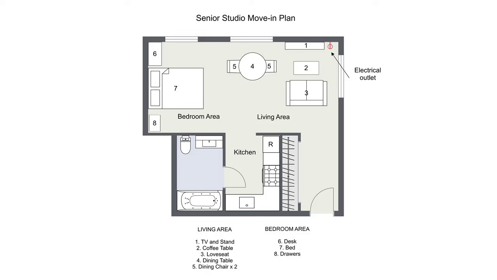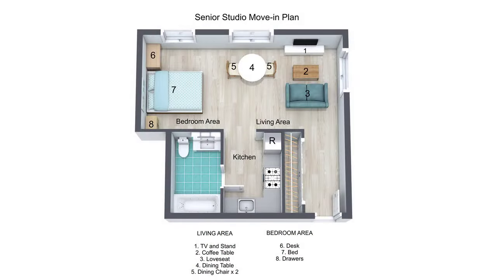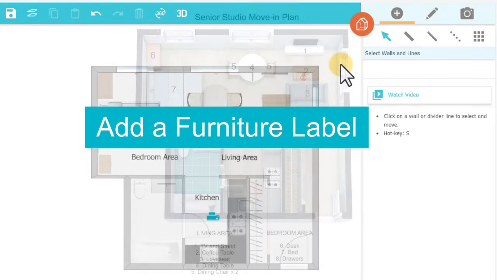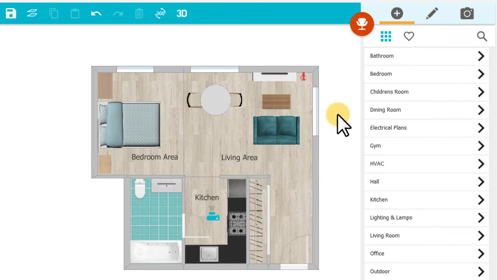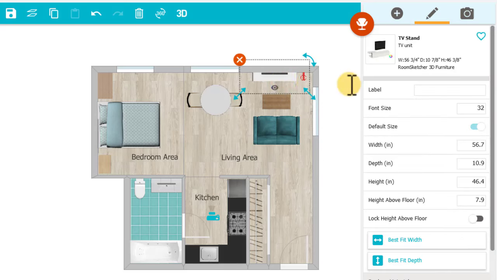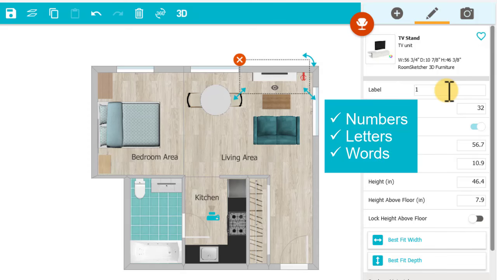You can create annotated floor plans by adding furniture labels, text labels, arrows, and legends, perfect for 2D and 3D floor plans. To add a furniture label, open Furniture mode. I'll click this TV stand unit and type the label here. Today I'm numbering the furniture. You can also type letters or words.